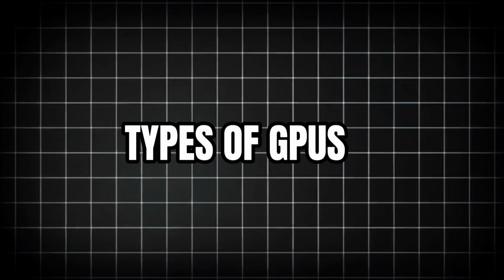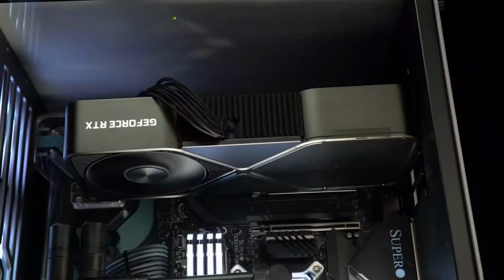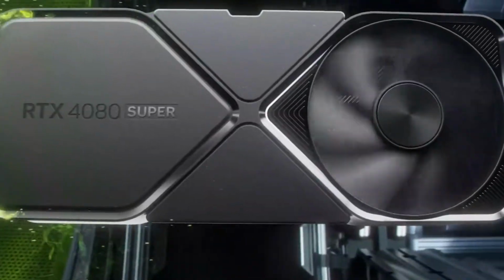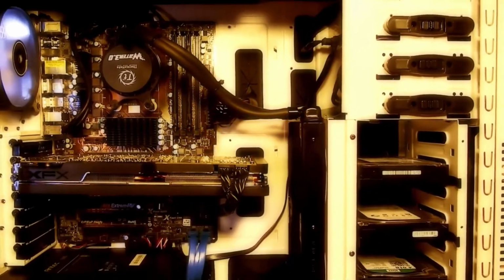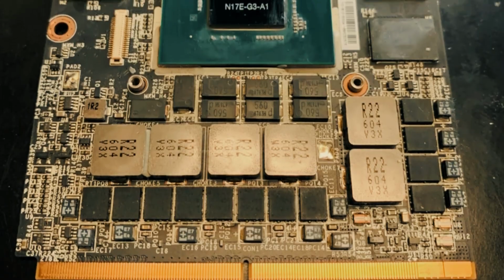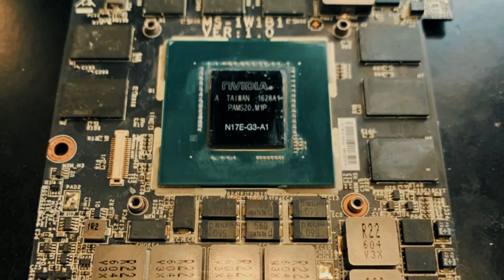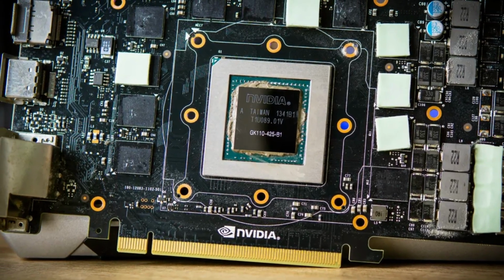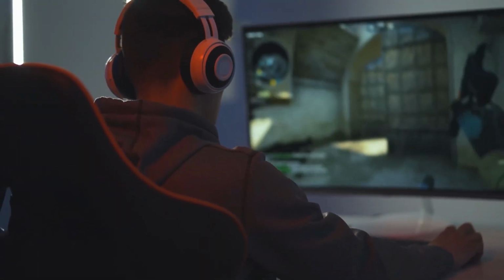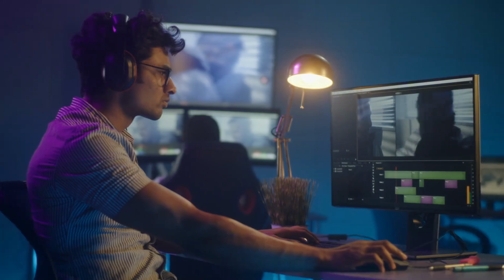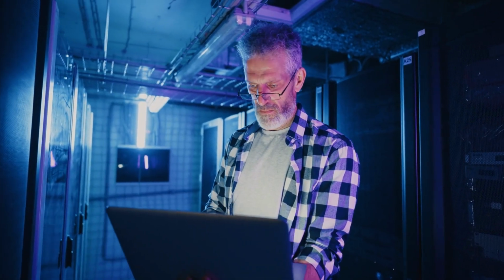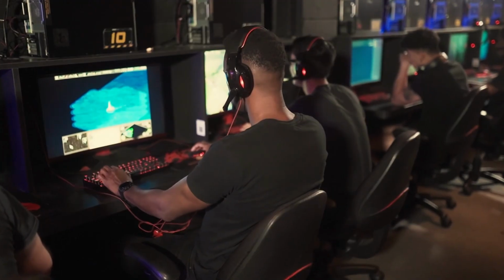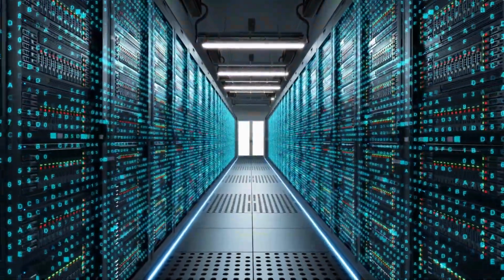Types of GPUs. There are two primary types of graphics processing units. 1. Discrete GPUs. A discrete GPU is a dedicated graphics card that sits in its own slot on the motherboard. Discrete GPUs are powerful, offering a large number of CUDA cores or stream processors, ample VRAM, and robust cooling solutions. These types of GPUs are found in high-end gaming PCs, workstations, and professional-grade laptops. Discrete GPUs excel at rendering complex 3D scenes, running high-definition games, and processing massive data sets.